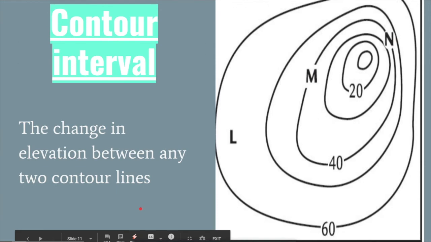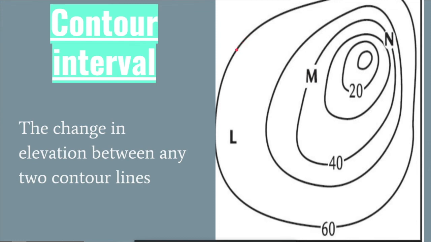Now, we have seen that there are topographic maps. We have seen that there are contour lines. Now, there is also contour interval. The contour interval is the change in elevation between any two lines. So it's kind of like doing math.